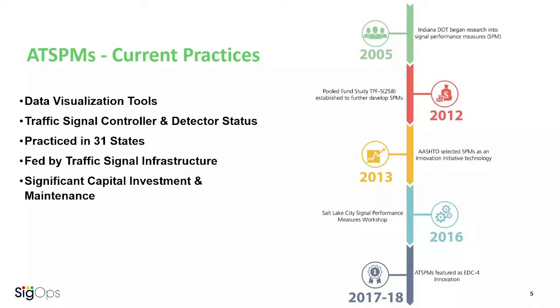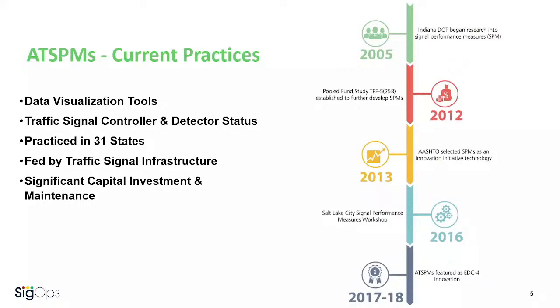So again, briefly on ATSPMs, they're a set of data visualization tools used to create traffic signal performance measures, and really what they're primarily used for is to identify hotspots and issues so that you can better leverage your traffic signal and staff resources in order to appropriately address issues with your signal timing.